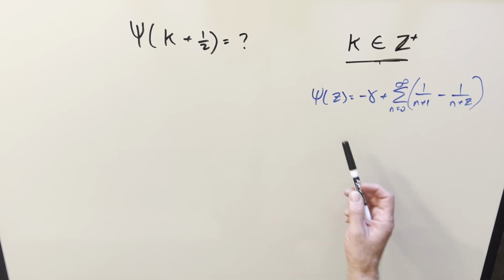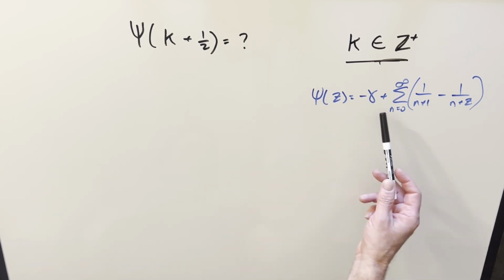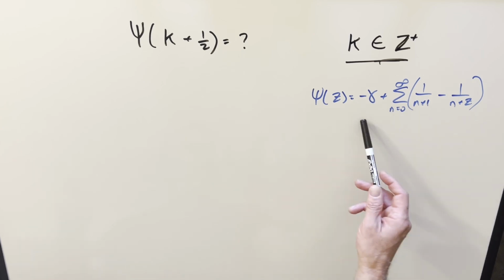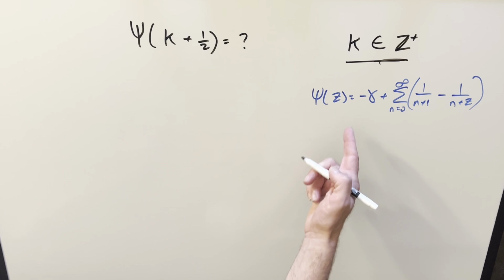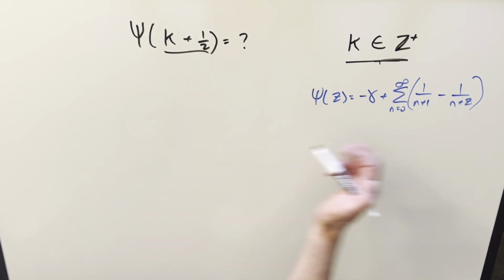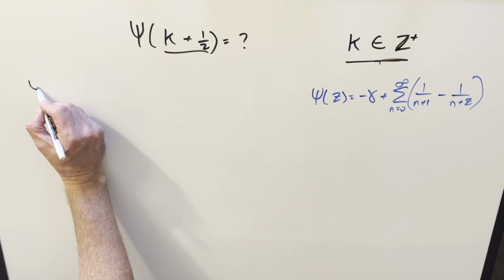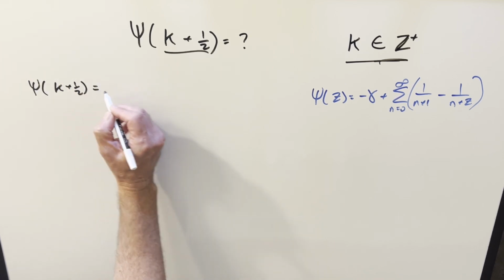And to start with, we're just going to use our series expansion over here to the right for the Digamma function, where we have it in terms of a series minus the Euler-Mascheroni constant, which is something like 0.577. So what I'm basically going to do is plug that in for our z value right there. So we're looking for Digamma of k plus 1/2 using this formula.